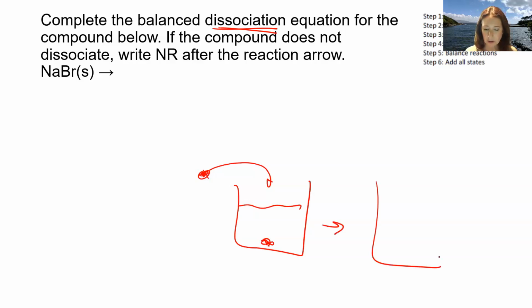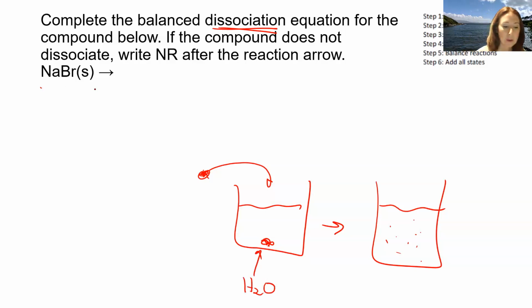Over time, the salt dissolves and I have a bunch of ions. That's what a dissociation is. It's an ionic compound in water that comes apart into ions, right? So if I put solid NaBr in water, then what happens to it? It's going to come apart into its ions. So this becomes Na plus and Br minus.